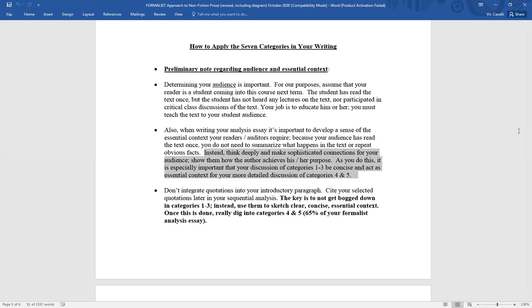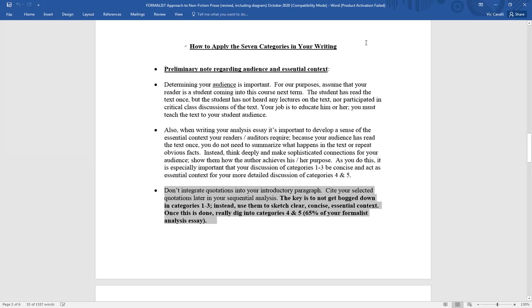As you do this, it's especially important that your discussions of categories 1 to 3 be concise and act as essential context for your more detailed discussions of categories 4 and 5. Don't integrate quotations into your introductory paragraph. Cite your selected quotations later in your sequential analysis. And notice the font here, bold font. The key is to not get bogged down in categories 1 to 3. Instead, use them to sketch clear, concise, essential context. Once this is done, really dig into categories 4 and 5, 65%.